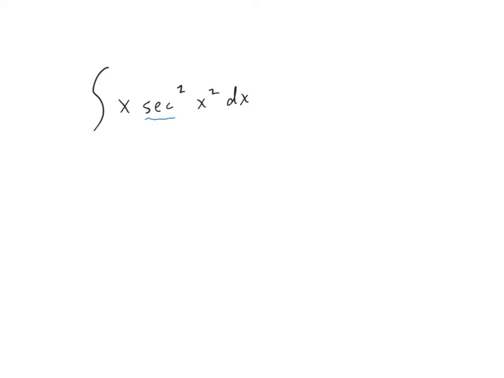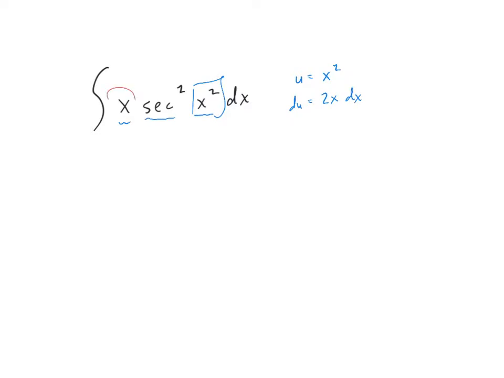But first we have to deal with the fact that we have an x squared in there and an x out in front, and we do that, oddly enough, with a u sub. So we're going to set u equal to what's inside of the secant, x squared, and then du is 2x dx.